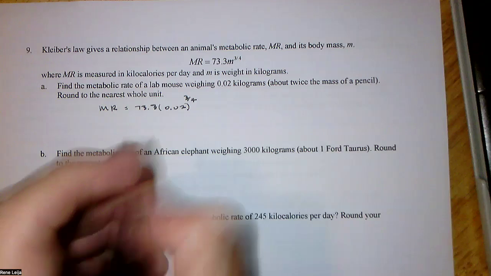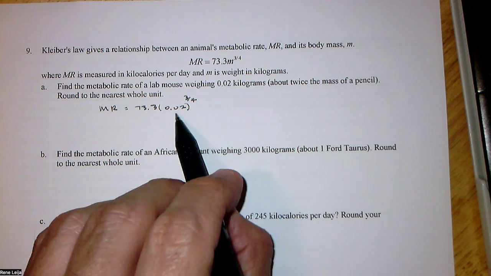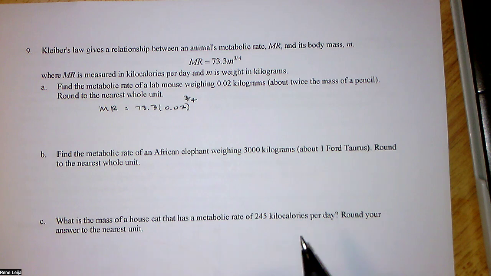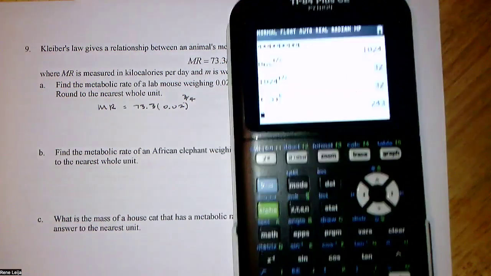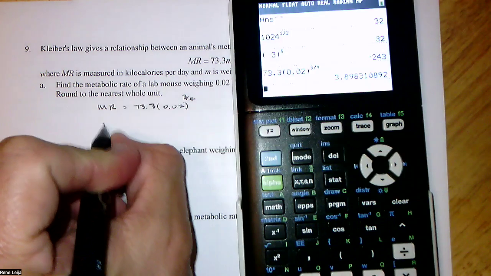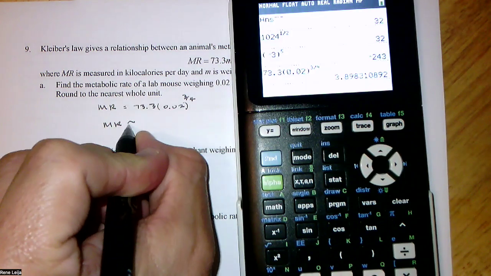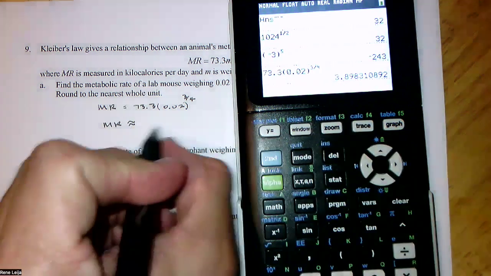Okay, so I need to figure out what this is. Well, guys, I'm not going to sit there and find the 4th root of 0.02 and then raise it to the 3rd power. I'm just going to use my calculator because it says round to the nearest whole unit. So I'm going to crunch all this in. So 73.3, open your parentheses, 0.02, close it, raise it to the 3/4 power, and hit enter. Okay, so my metabolic rate is going to be approximately, because I have to round it to the nearest whole unit, that's going to be 4.